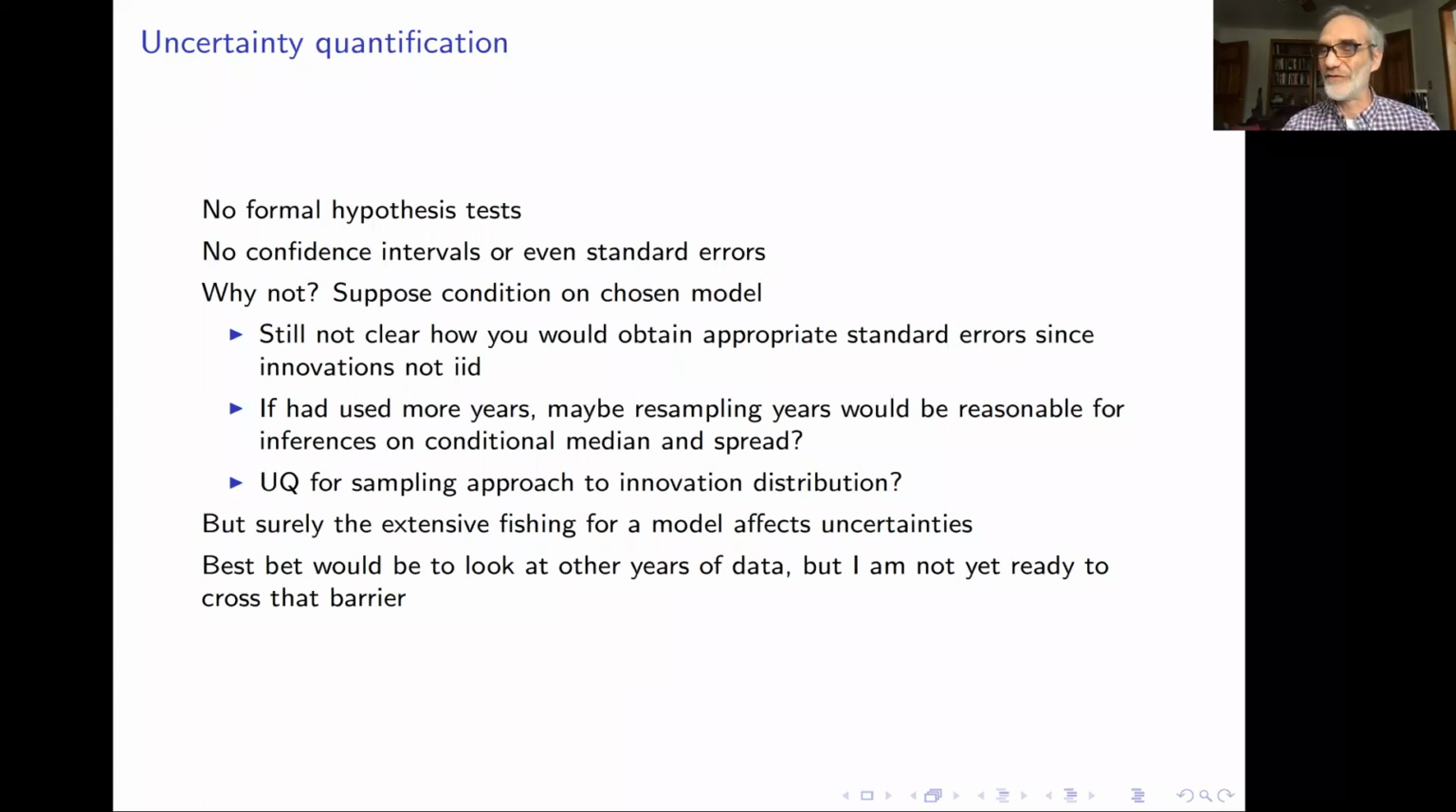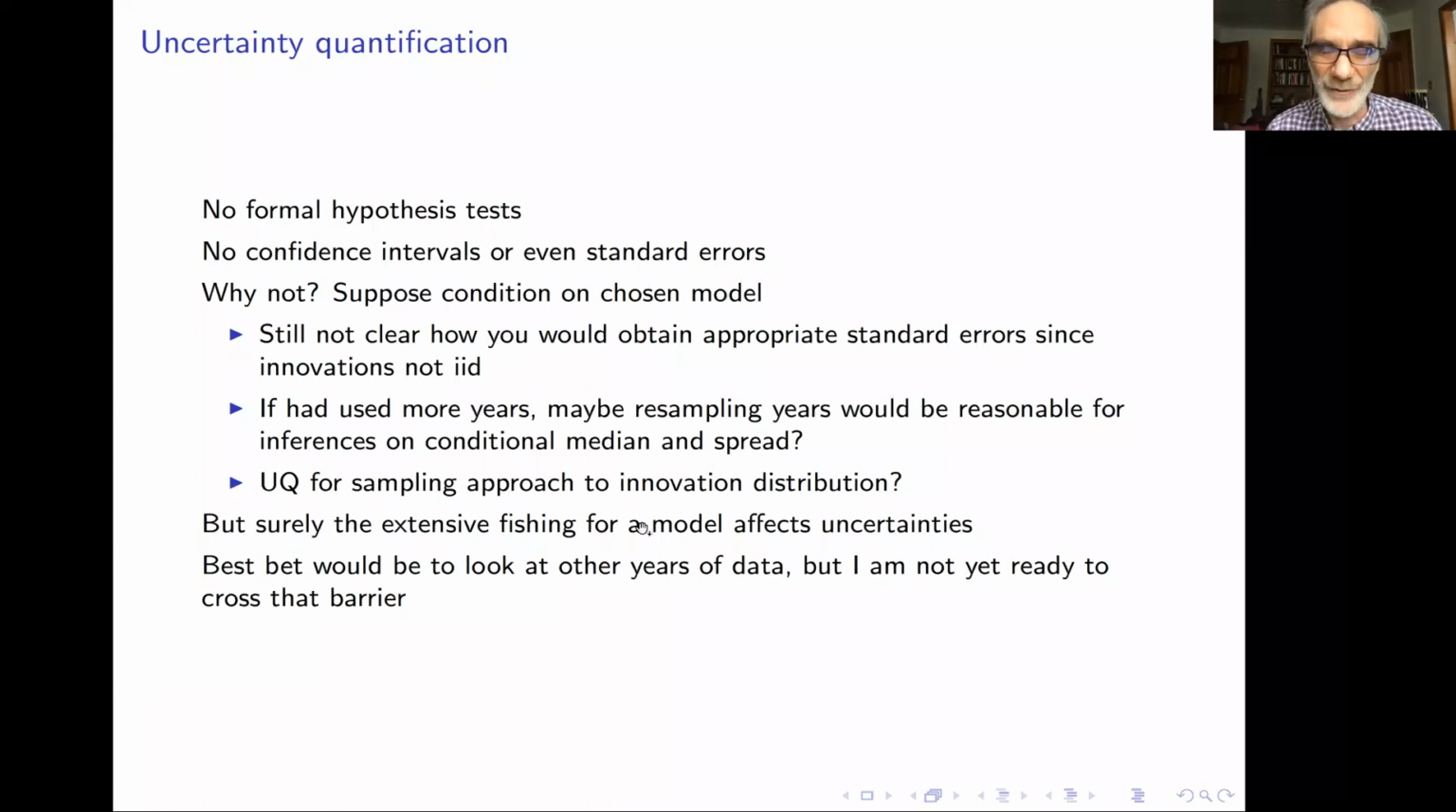If I'd had more than 5 years of data, it wouldn't have been completely crazy to resample years, but that still wouldn't account for the uncertainties due to all the model selection that I did, right? If I conditioned on the chosen model and used all 29 years of data rather than 5 years, then resampling of years might be reasonable, but it wouldn't do anything about all the fishing I'd done.